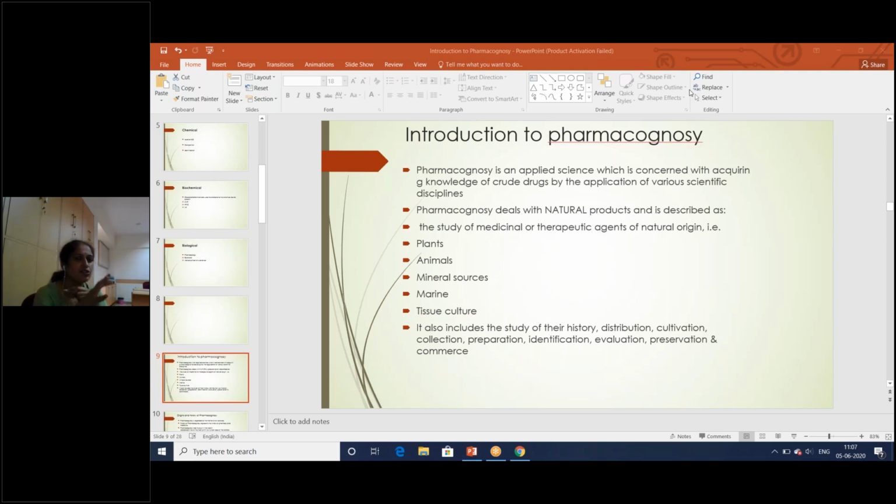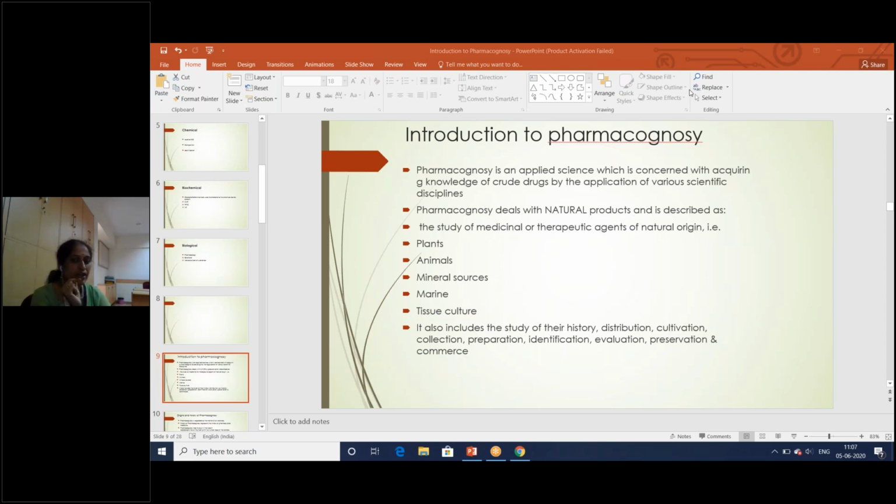Coming to the introduction to pharmacognosy. Pharmacognosy is an applied science which is concerned with acquiring knowledge of crude drugs, which you now know, by the application of various scientific disciplines. Pharmacognosy deals with natural products and is described as the study of medicinal and therapeutic agents of natural origin. In PharmD and B.Pharm, we study the medicinal agents itself, but here in pharmacognosy, you study the medicinal or therapeutic agents of natural origin.